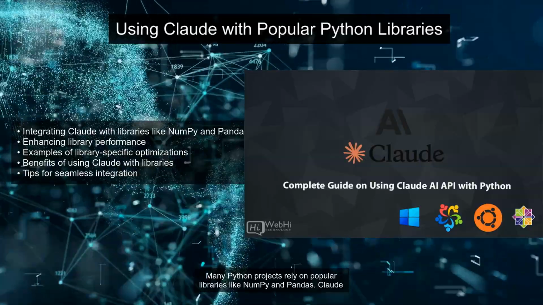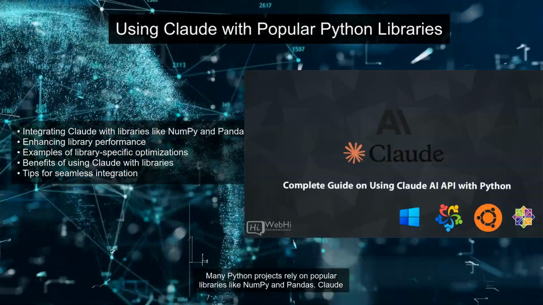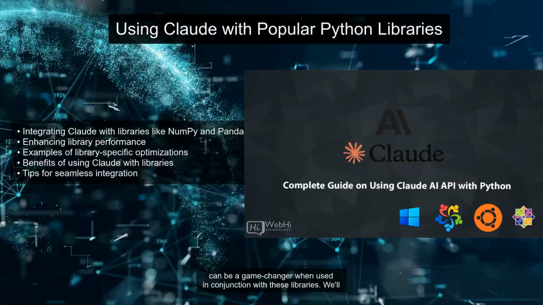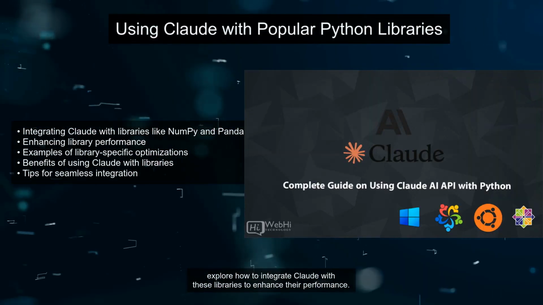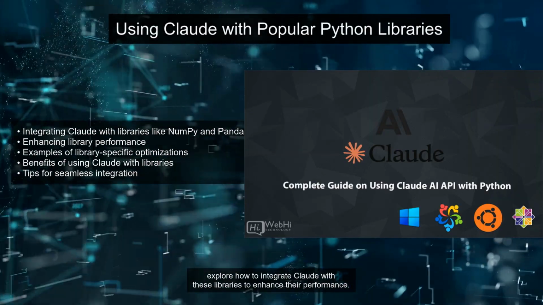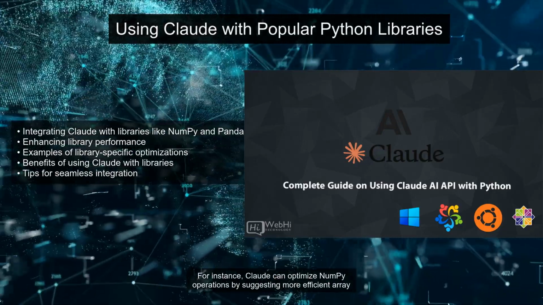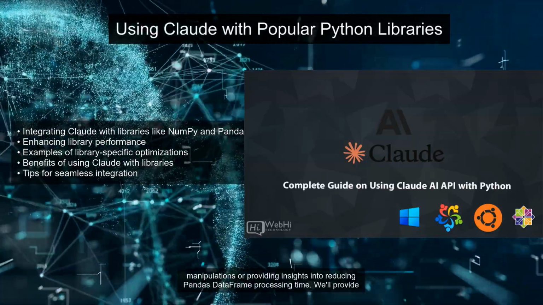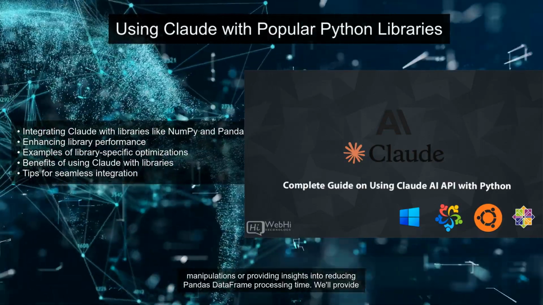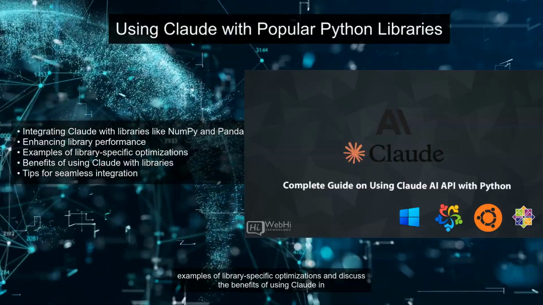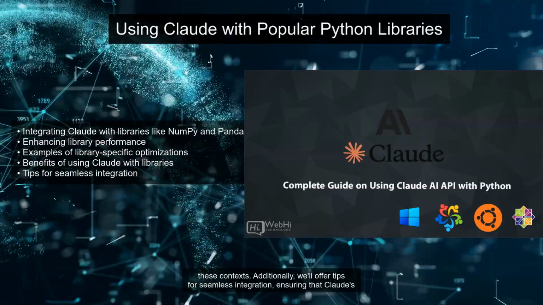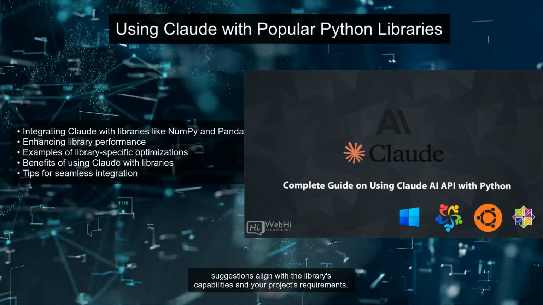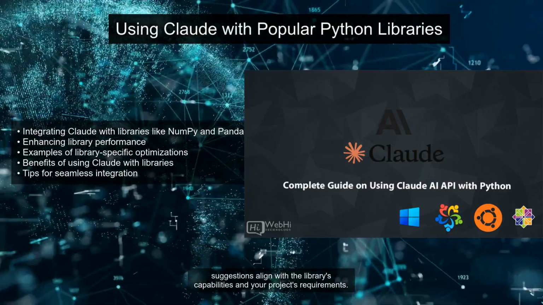Many Python projects rely on popular libraries like NumPy and Pandas. Claude can be a game changer when used in conjunction with these libraries. We'll explore how to integrate Claude with these libraries to enhance their performance. For instance, Claude can optimize NumPy operations by suggesting more efficient array manipulations or providing insights into reducing Pandas data frame processing time. We'll provide examples of library-specific optimizations and discuss the benefits of using Claude in these contexts. Additionally, we'll offer tips for seamless integration, ensuring that Claude's suggestions align with the library's capabilities and your project's requirements.